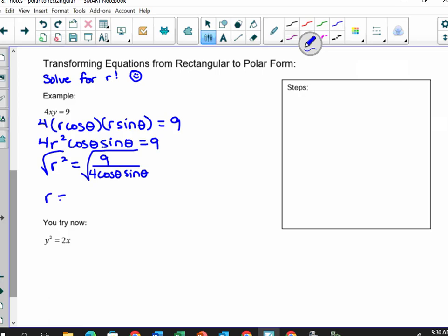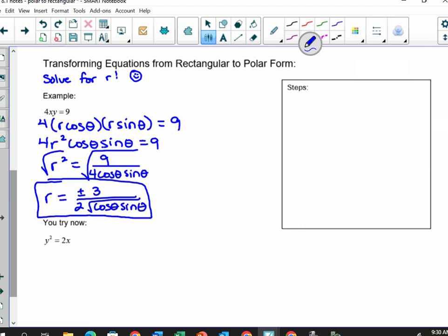What do you need to remember when you solve with a square root? Okay. What's the square root of 9? It's the square root of 4. And then the cosine sine is still under the square root. Okay, that is an acceptable answer.